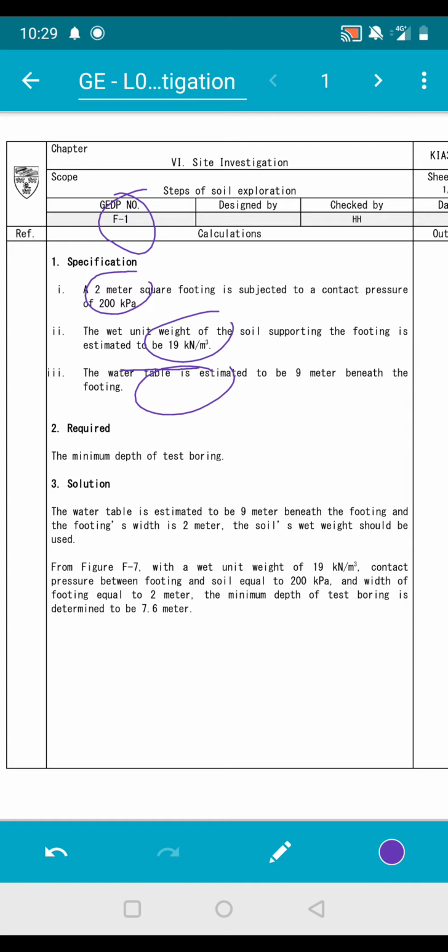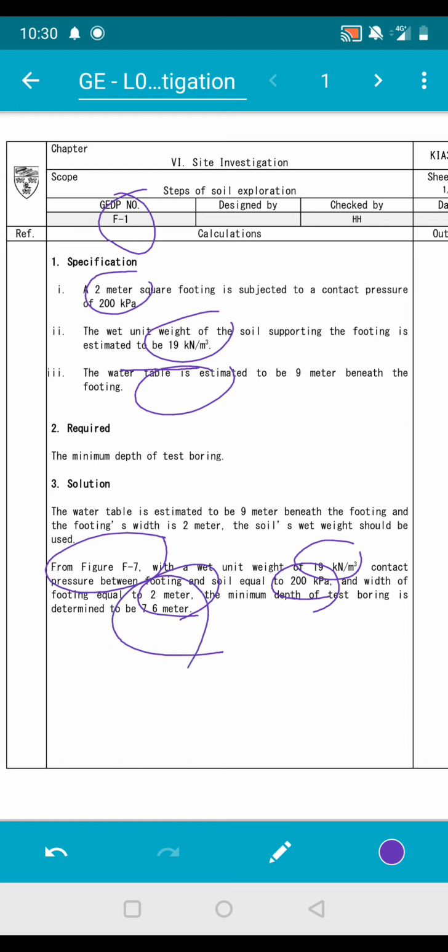And the solution is as follows. The water table is estimated to be 9 meter beneath the footing, and the footing's width is 2 meter. The soil's wet weight should be used. Now from figure F7, this one you can obtain from the slide that I've given you. With a wet unit weight of 19 kN per meter cube, contact pressure between footing and soil equal to 200 kilopascal, and width of footing equal to 2 meter, the minimum depth of test boring from figure F7 is estimated to be 7.6 meter.